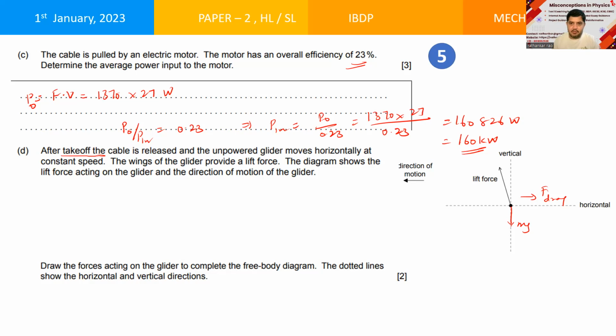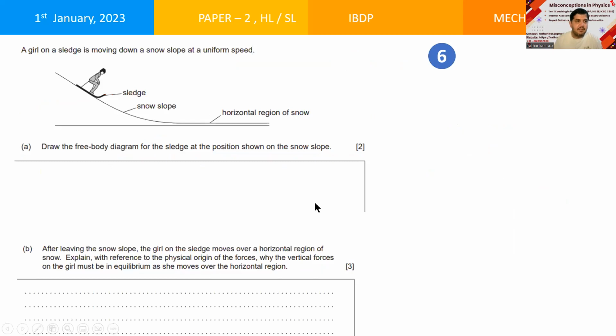Yes, you don't have a normal force. Then I usually work out everything before I do it. Now the last problem.